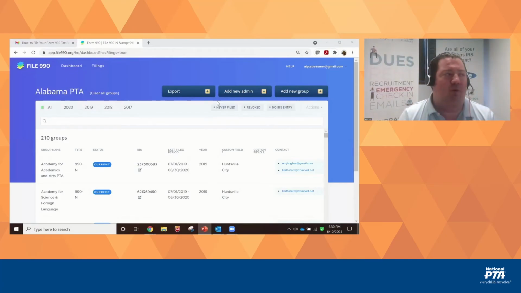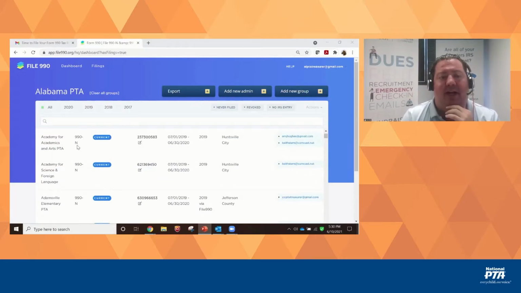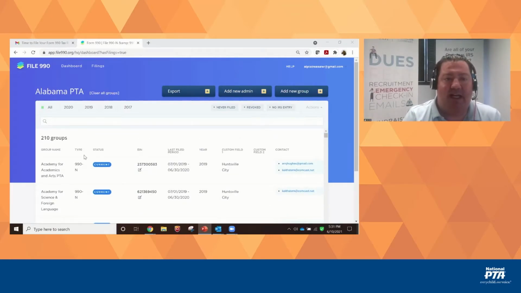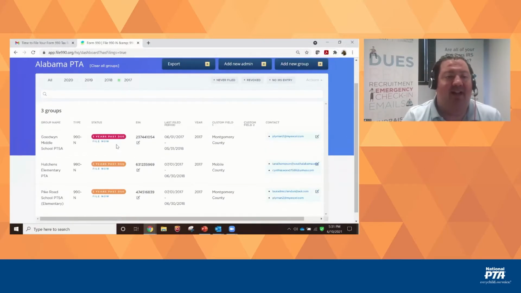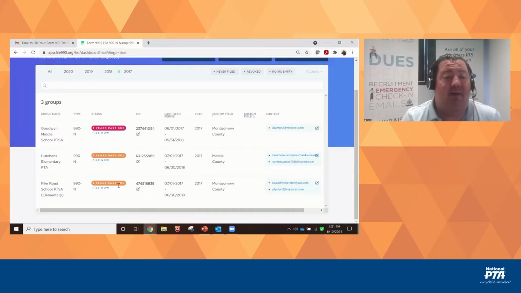Okay, so this is what a File990 dashboard looks like. And we're using Deb's group, Alabama State PTA, for it. So you can see we have taken all of our EINs and plugged them in, and this website is going and checking the IRS's master list. And so it's showing me that the Academy for Academics and Arts PTA is current. And then I can go and say, okay, I want to look at the ones that are 3 years old who are at risk. So I can see there's one group that I need to get on right away to file because it's 3 years behind. And I only have two that are 2 years behind.